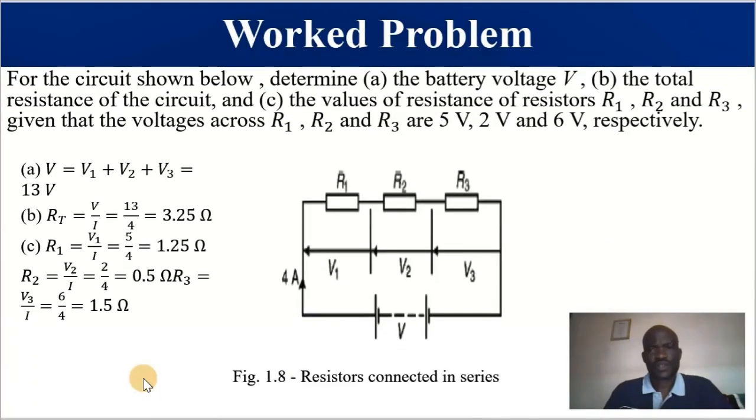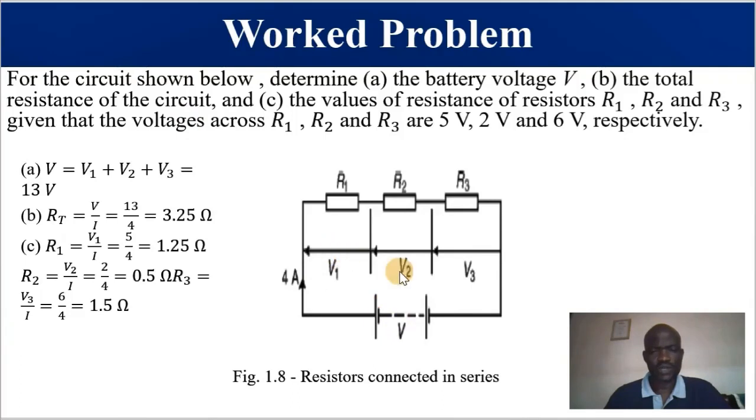To reinforce series circuits, we've got a word problem, and we've got a circuit there, and according to the problem, we've got 3 resistors, R1, R2, and R3 with the following voltages respectively: 5 volts, 2 volts, and 6 volts. And we are being asked to find the total voltage, total resistance of the circuit, and we saw that the total resistance of the circuit can be determined from Ohm's law, which is equal to V divided by I. So we want to calculate our V.